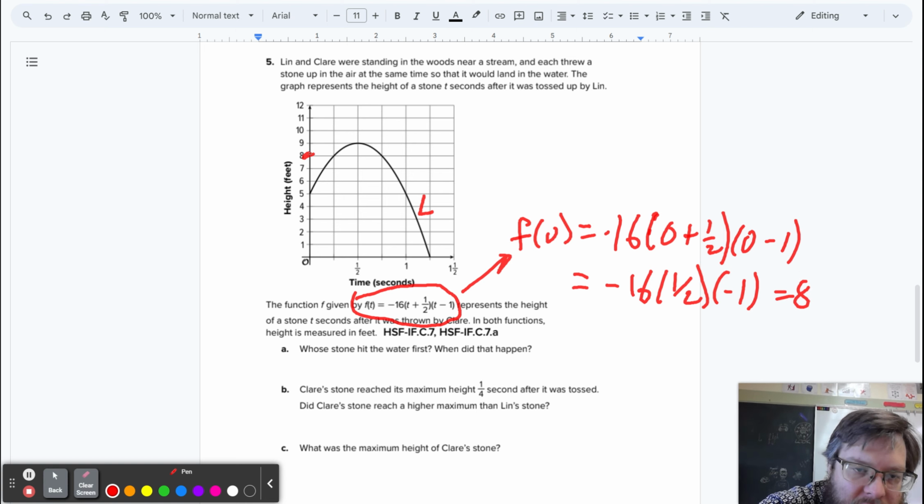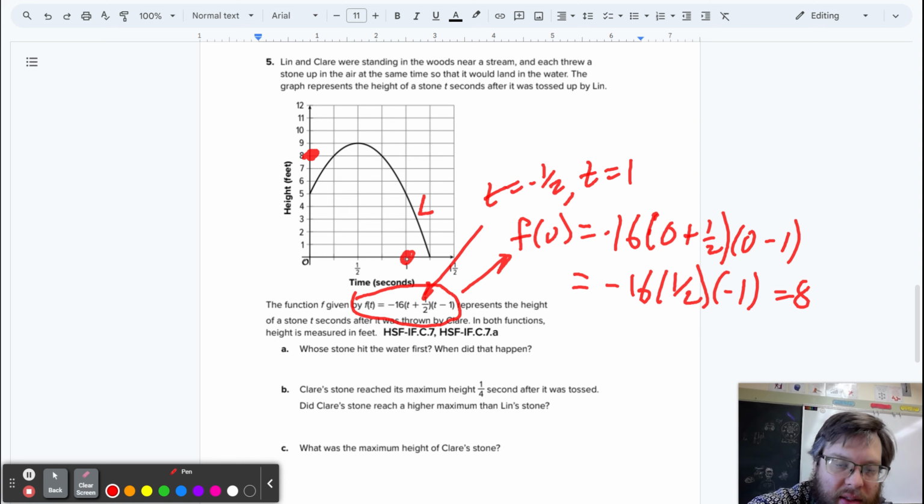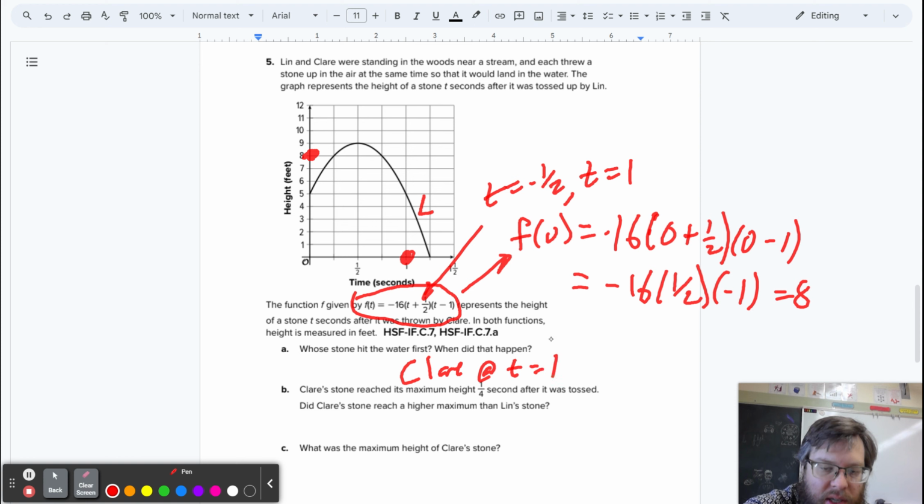So I know that this right here is where Claire's starts. I also can tell from the factored form that Claire has that there's going to be t equals negative 1/2 and t equals 1 when Claire's would hit the water. So Claire's is going to hit the water at t equals 1. Claire's stone reached its maximum height a quarter second after it was tossed.